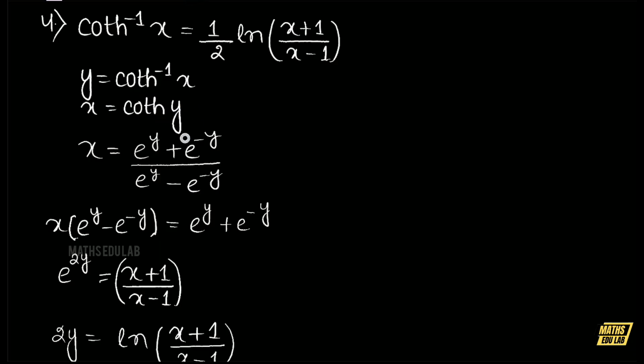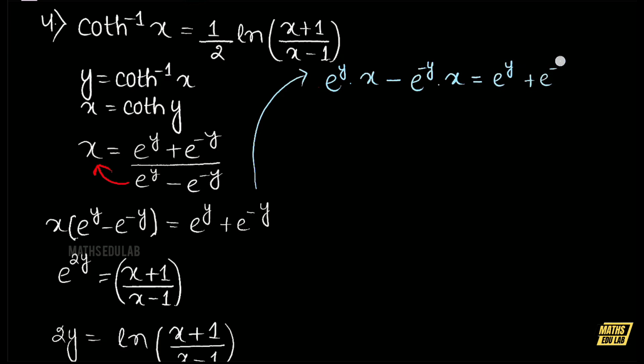So here the variable is in the form of y, so I have taken the coth hyperbolic y formula. Again, multiply this value to the other side and we get e to the power of y. So this equation will be written as e to the power of y into x minus e to the power of minus y into x is equal to e to the power of y plus e to the power of minus y.